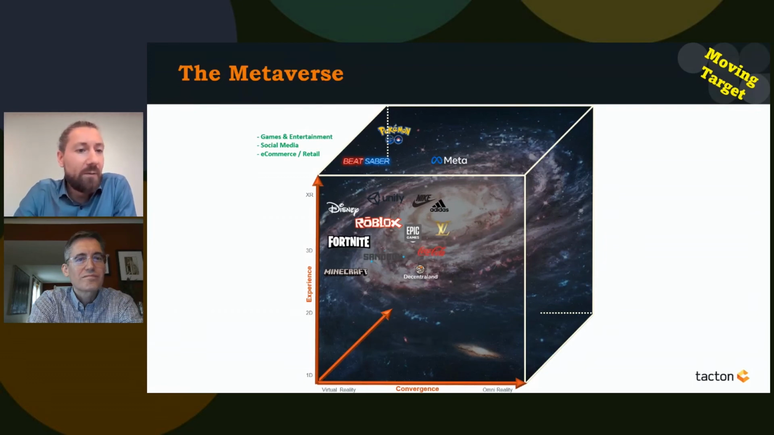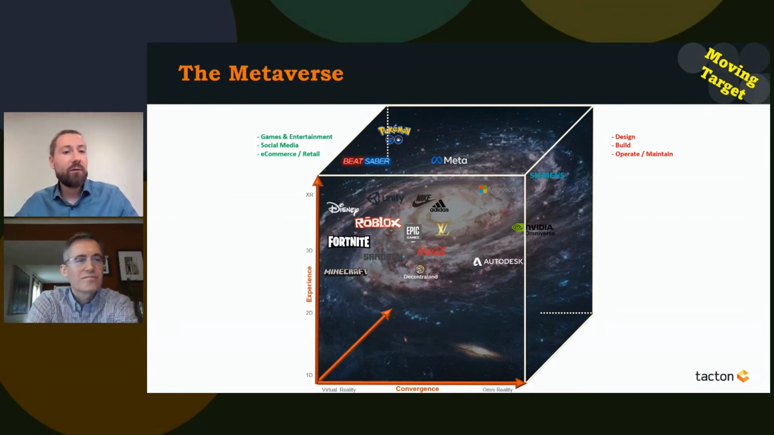It's about gaming and entertainment, social media, e-commerce, and retail. A lot is happening there. But there's also a lot happening on the upper right area of that cube. And these are companies that are more looking into bringing the design and build and operate phase of your product lifecycle into the metaverse, and combining that with the real world using digital twins and IoT.